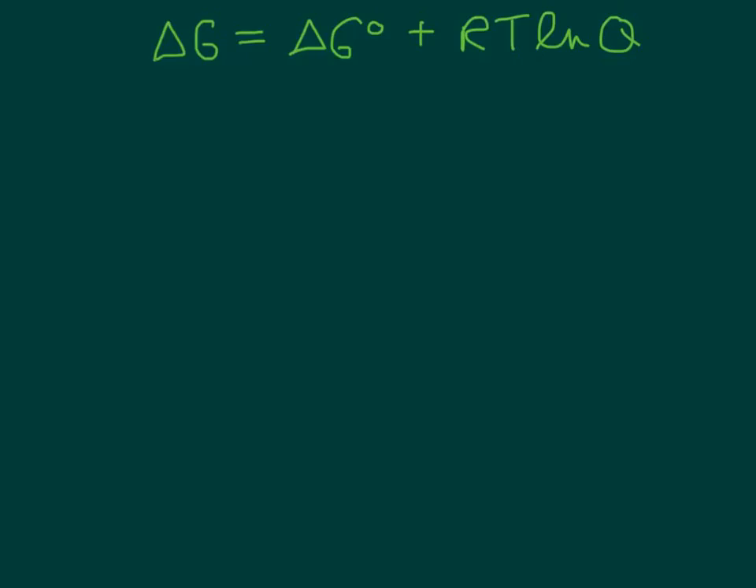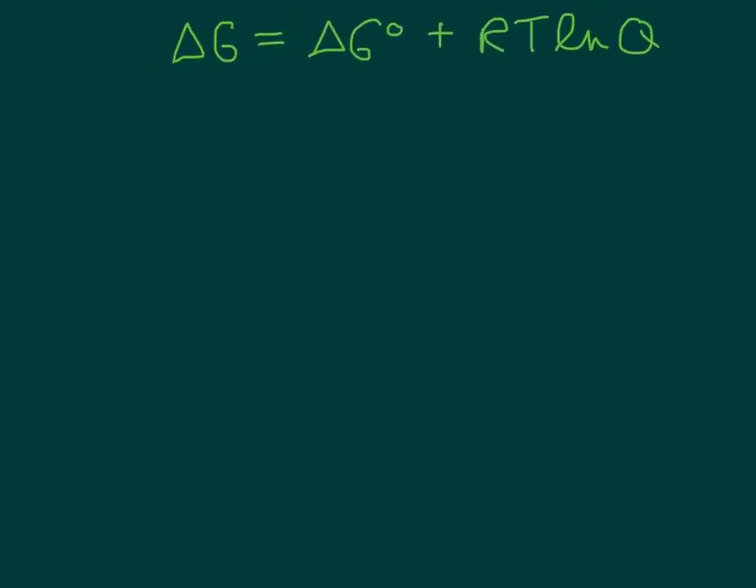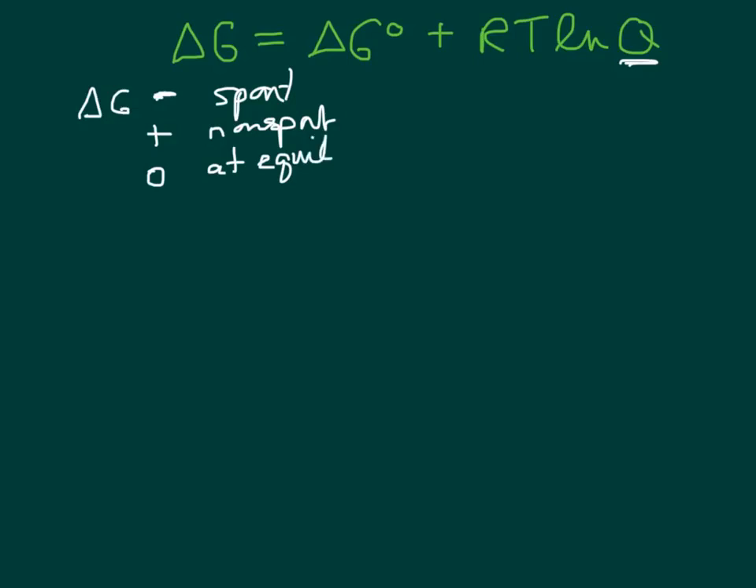So now let's talk about what happens to delta G when we are at equilibrium. Remember, Q is the expression we write when we're not at equilibrium. But what if we are at equilibrium? I don't know if you remember, we said that delta G is negative when it's spontaneous, positive when it's non-spontaneous, and 0 when it's at equilibrium. So let's see what happens now when we're at equilibrium.